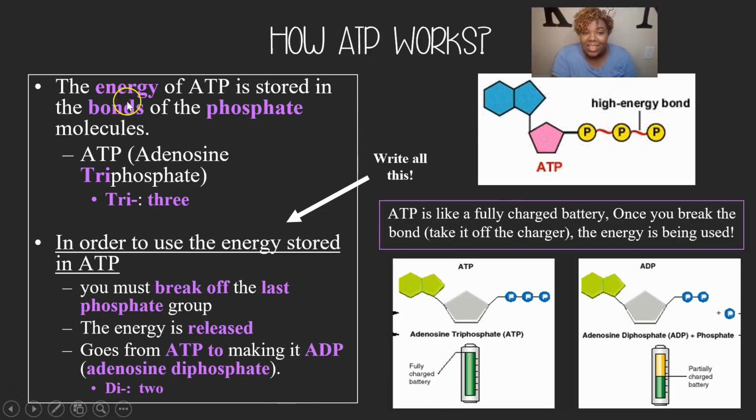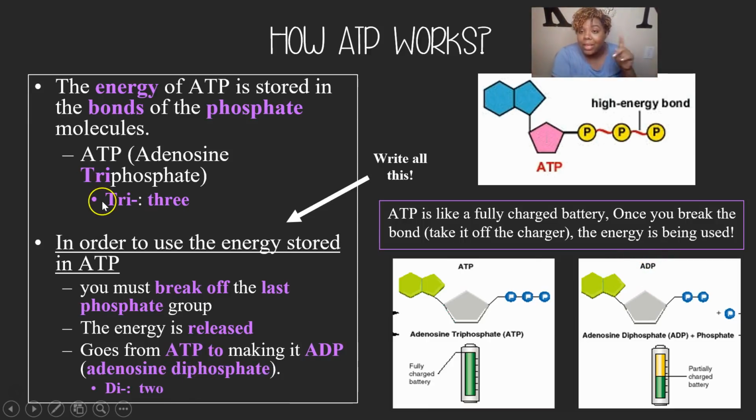So here's how it works. The energy of ATP is stored in the bonds of the phosphate molecules. So here's an ATP molecule. The high energy bond is here between the second and third phosphate. Now please write this down and understand this. In order to use this ATP, you must break the bond between the second and third phosphate. Then it's going to release energy. And once it releases it, it's going to turn from ATP to ADP, adenosine diphosphate.